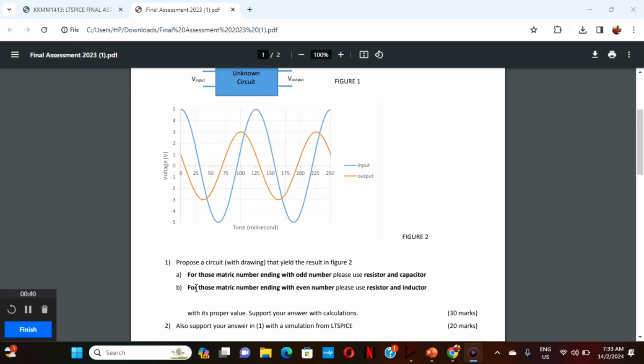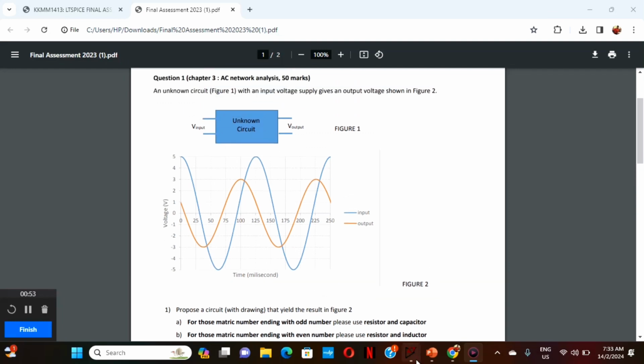So for my case, I have to do it with resistor and inductor since my metric number ends with an even number, with its proper values, and support my answer with calculations. So first of all, go to LTspice.